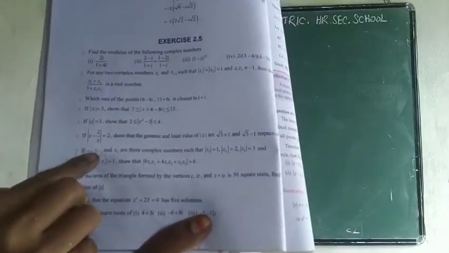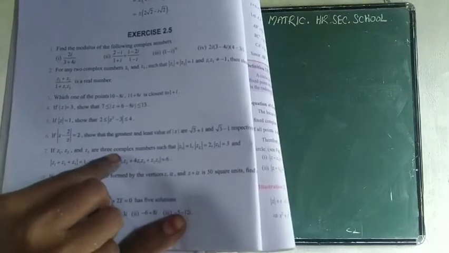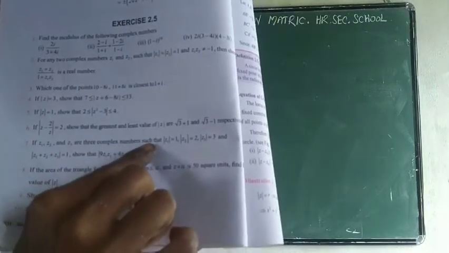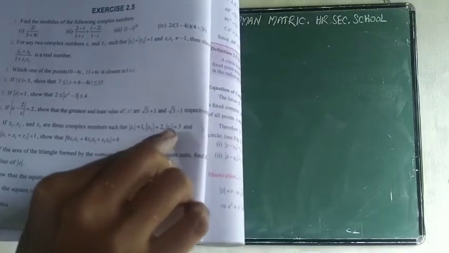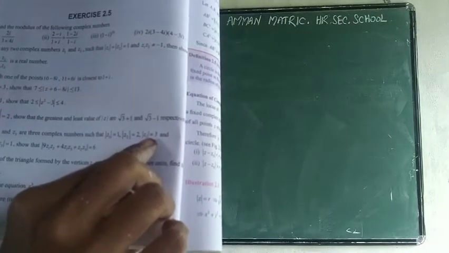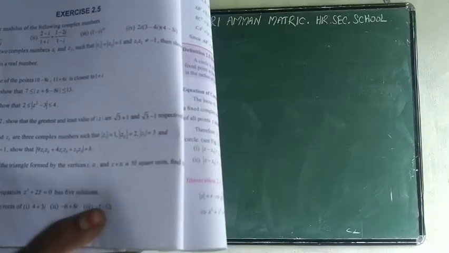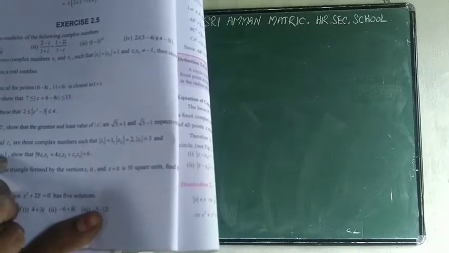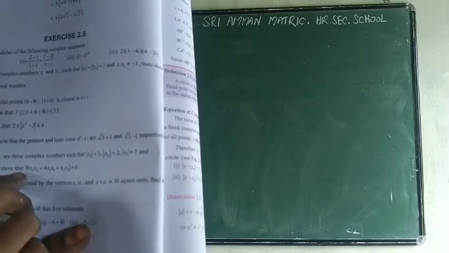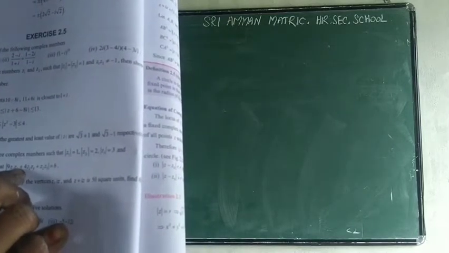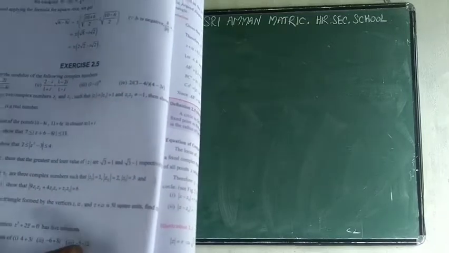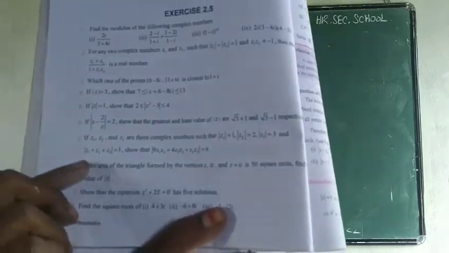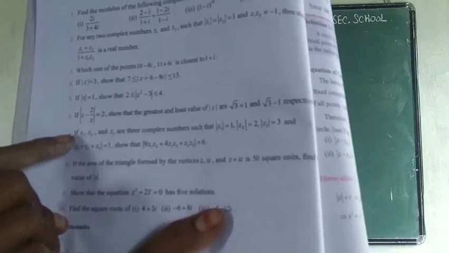Listen, the 7th question. Okay. If Z1, Z2 and Z3 are complex numbers such that modulus of Z1 equals 1, modulus of Z2 equals 2, modulus of Z3 equals 3 and modulus of Z1 plus Z2 plus Z3 equals 1, then show that modulus of 9 Z1 Z2 plus 4 Z1 Z3 plus Z2 Z3 equals 6. This is the question. Listen to the question.